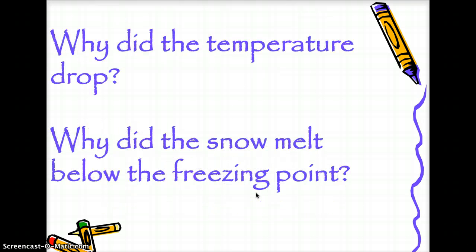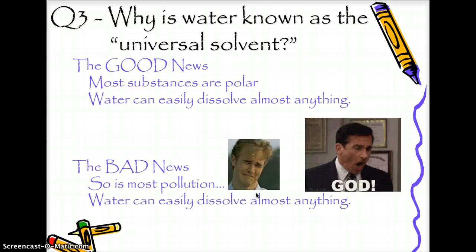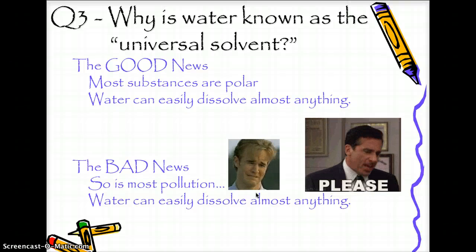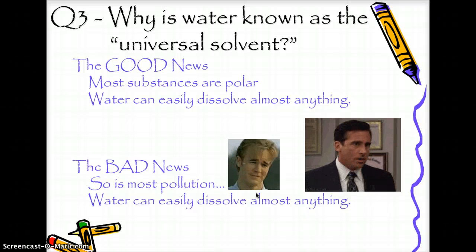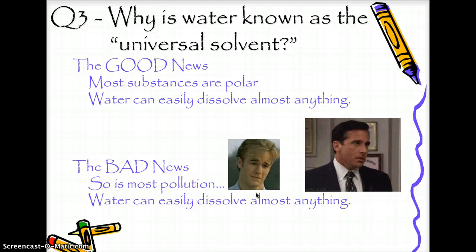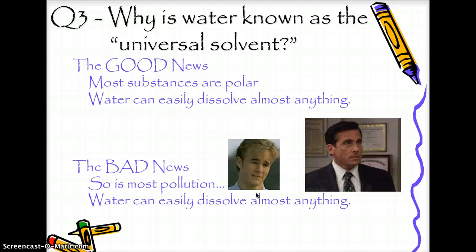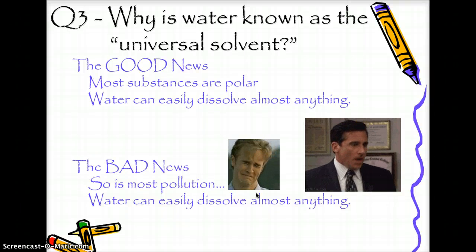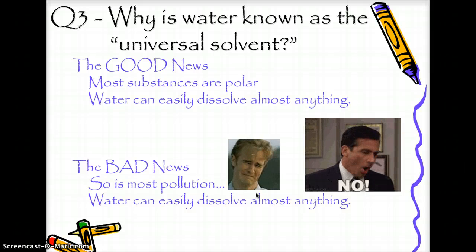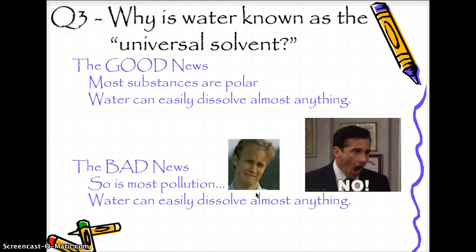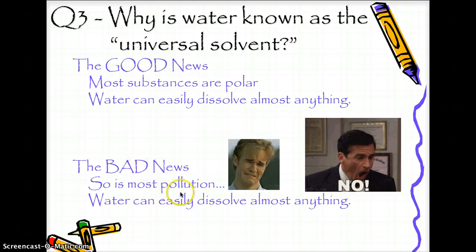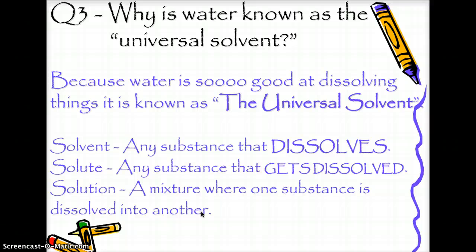And then moving on, talking about question C3, why is water known as the universal solvent? Well, it's because it's really good at dissolving things. And that's good news because it's what keeps us alive. Water can easily dissolve almost anything, including all the stuff that we use in our bodies to stay alive. The bad news is it can do the exact same thing to anything that's dangerous, like pollution. And so water is very susceptible to being polluted.